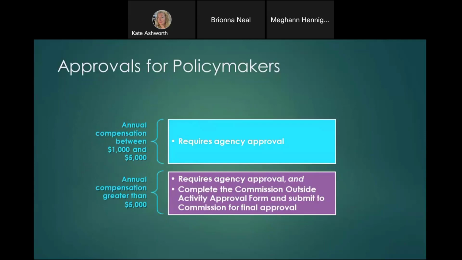Policymakers have to come to the agency for certain outside activities when they're making between $1,000 and $5,000. And as all of you know, if it goes over $5,000, not only does the policymaker have to come to the agency, they also have to now send that for approval to my agency. And the form, the commission's outside activity approval form, is online.